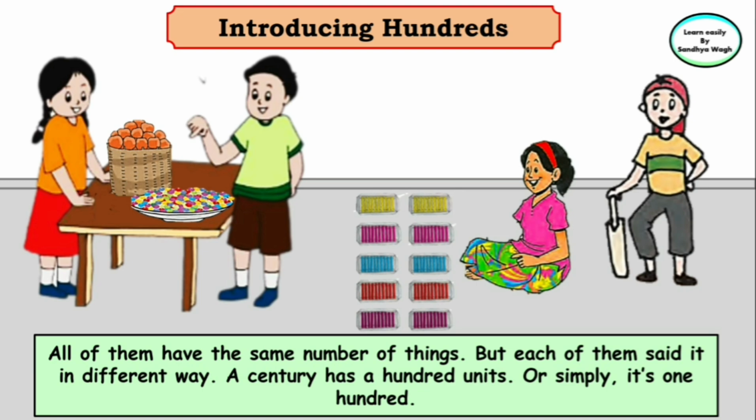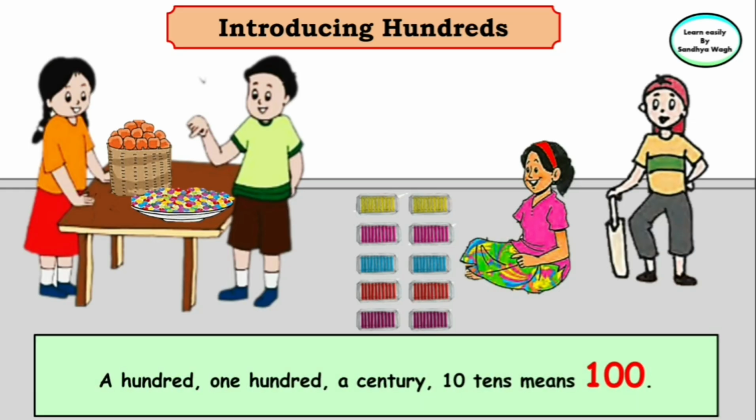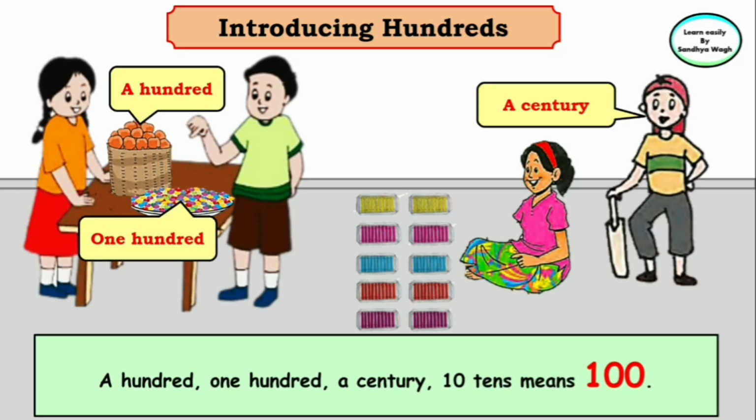A century has 100 units, or simply it's 100. A century, 10 tens, all mean 100.